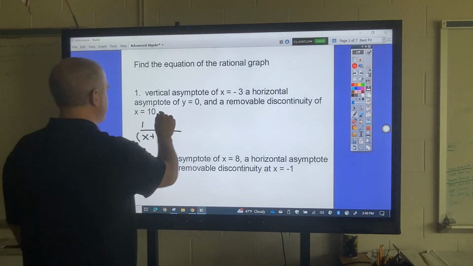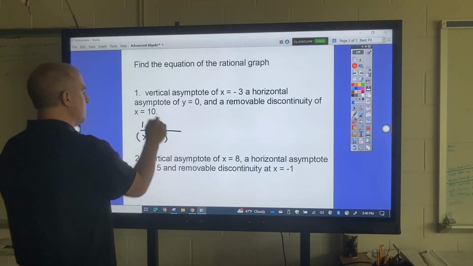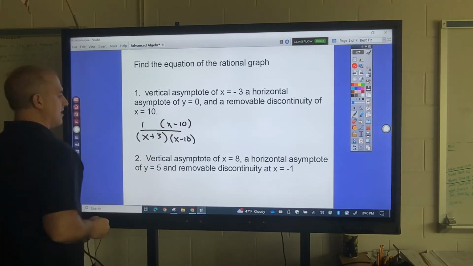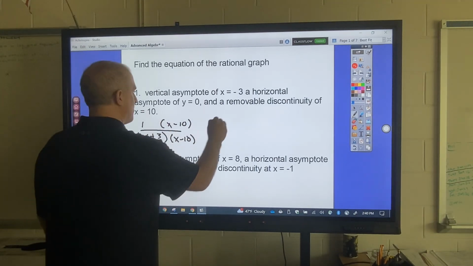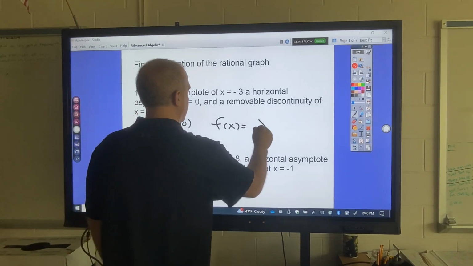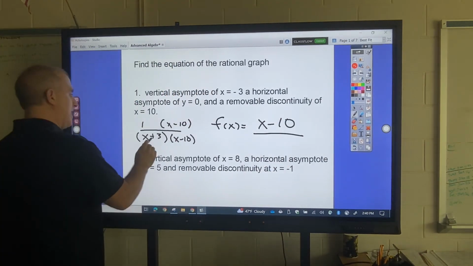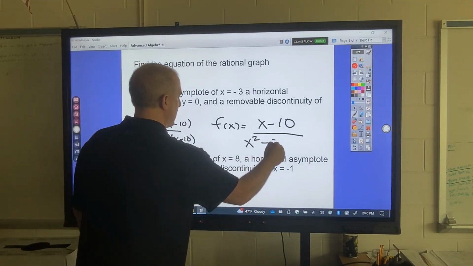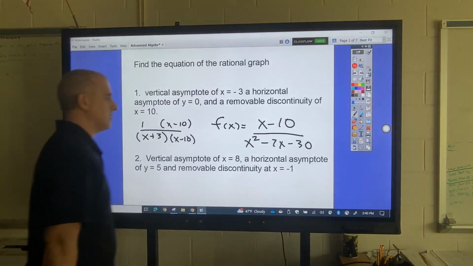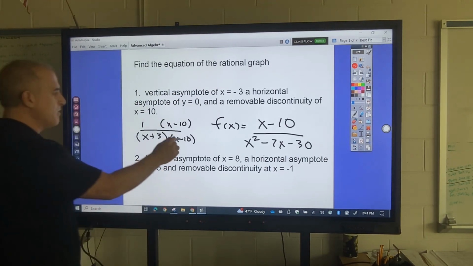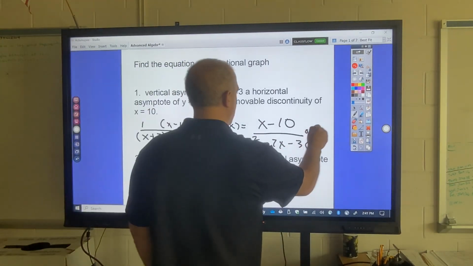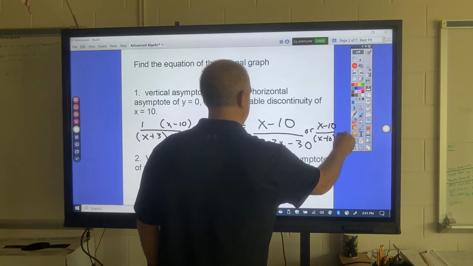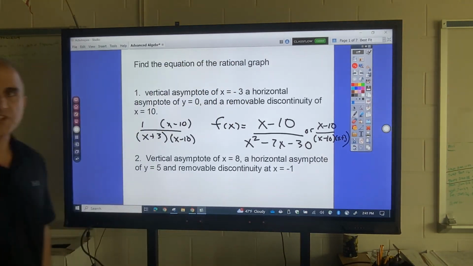Now, the removable discontinuity means that's a hole. So in order to get this, I would have had to eliminate this times this, okay, to cross off. So my top part would be this. The bottom part, if I multiplied that out, would be x squared minus 7x minus 30, okay? I would be willing to accept this or this as the answer, okay? Either one is acceptable, okay?